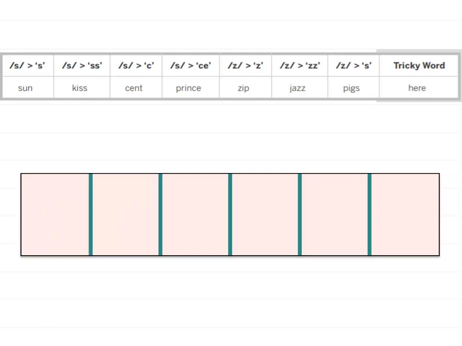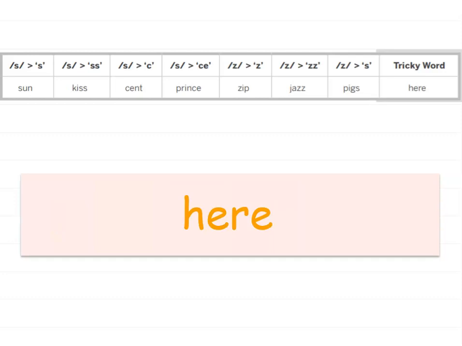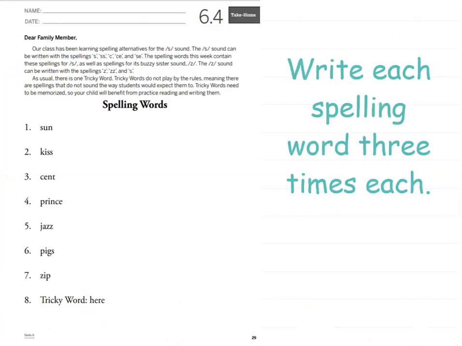The next word is zip. Zip. Next word is jazz. Jazz. The next word, pigs. Pigs. And lastly, we have the tricky word here. Write your spelling words 3 times each and be sure to practice these because in the next 5 lessons you'll be taking a test.